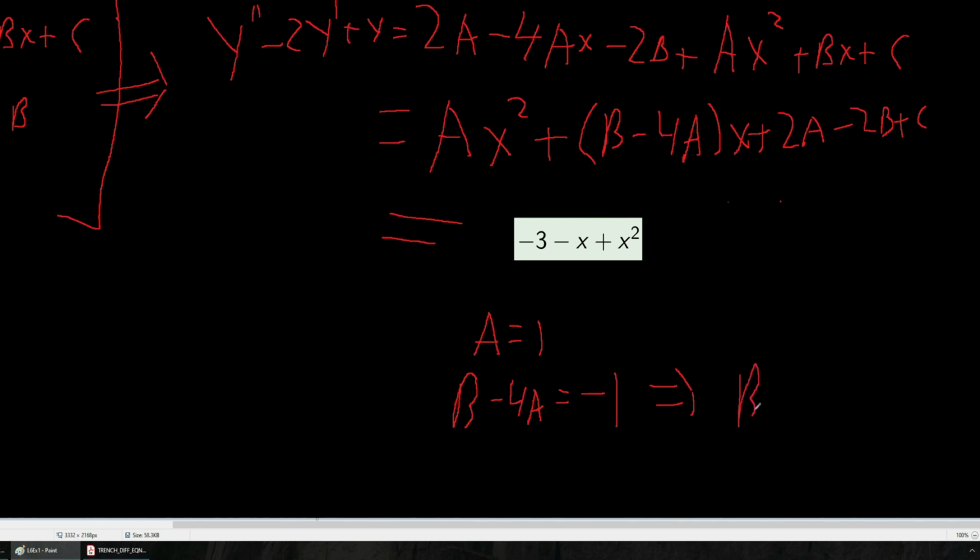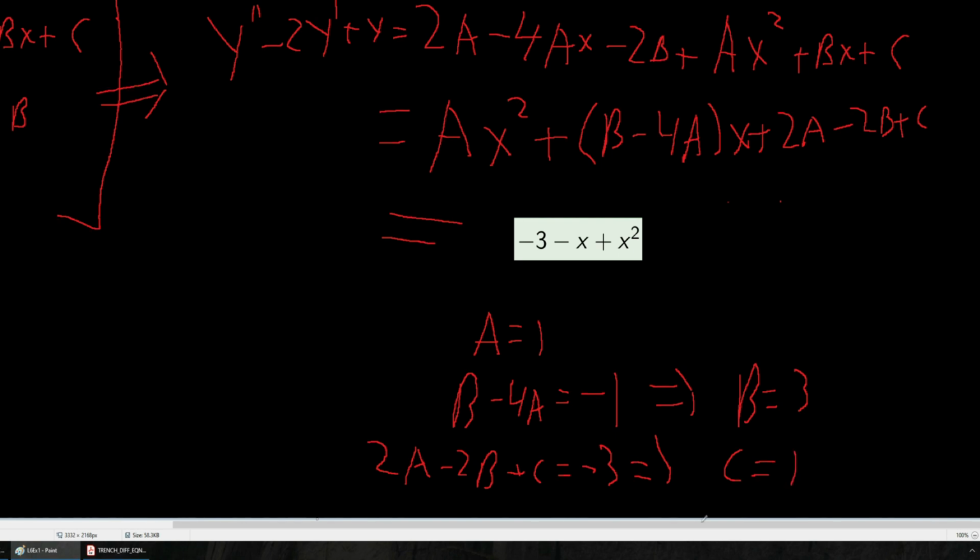So this tells me b has to be equal to 3. Okay? And then finally, the last equation tells me that 2a, which I know a is 1, but just for completion here, minus 2b, which I know b is 3, plus c has to be equal to negative 3. Okay, so if you plug in the values for a and b into here and solve for c, you can find immediately that c has to be equal to 1.